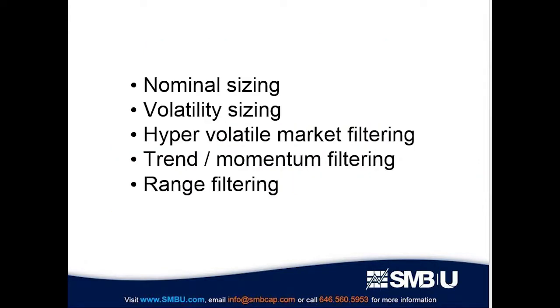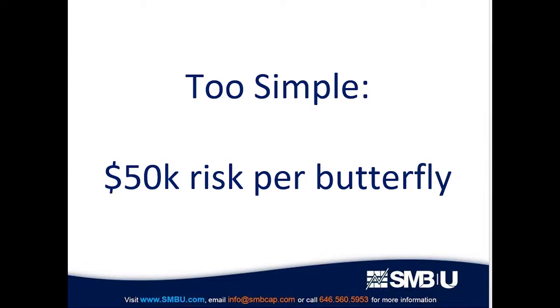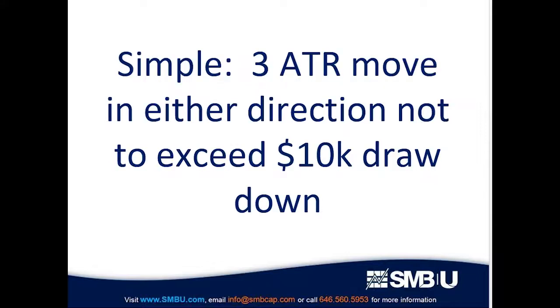So there are many types of filters, and the one I'm going to focus on here is the volatility sizing as number 2, but there are some other types of filters as well that can help in your trading. But always we want to keep things simple, but if it's too simple, that's not going to help us either. It's a quote from Albert Einstein. As an options example, something that would be too simple would be to always use $50,000 risk per butterfly. That consistent basic sizing may be too simple. Something that might be better would be a 3 ATR move in either direction should not exceed $10,000 drawdown.